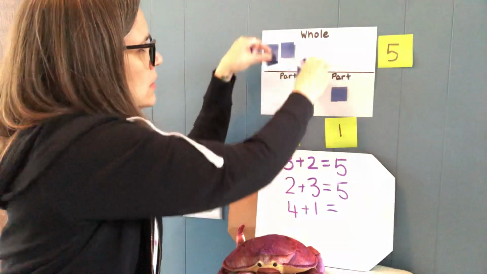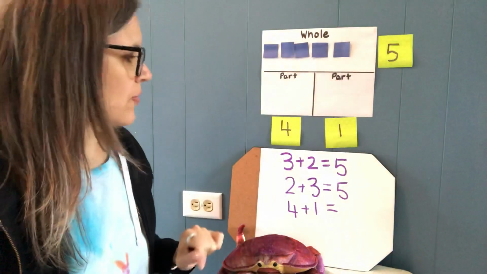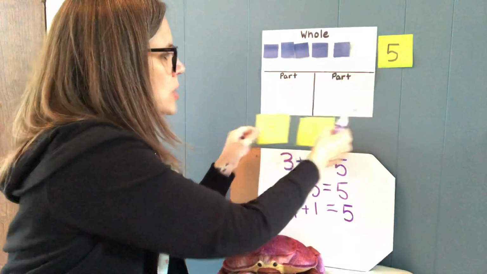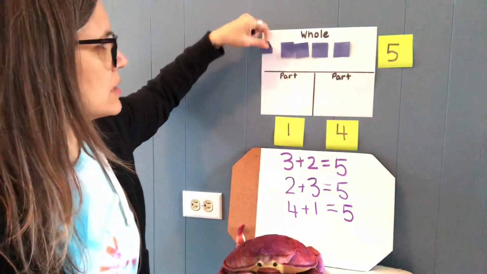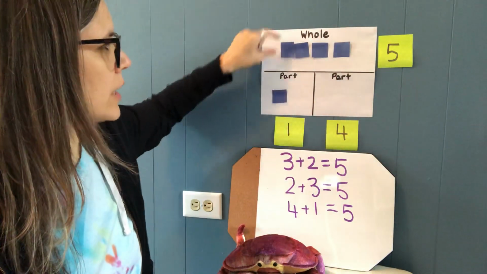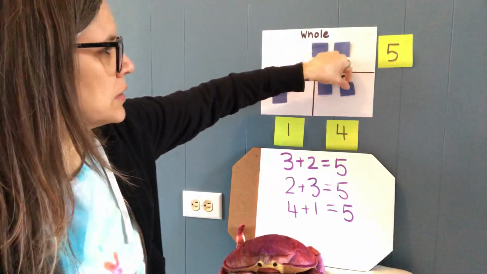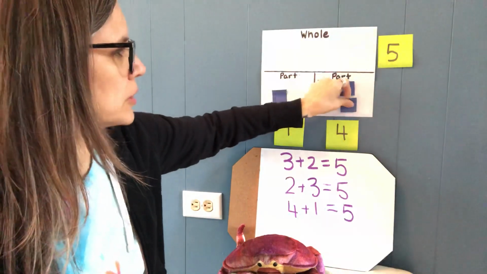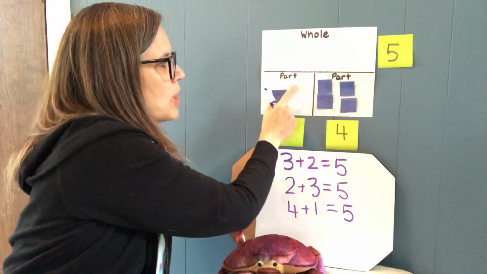4 and 1 brings us right back up to 5, right? Okay, what if we switch our numbers? Will it be the same? If we take 1 from the whole. There's part of our whole, 1. Now let's put 4 over here. 1, 2, 3, 4. 1 here, 4 here. Here's part.